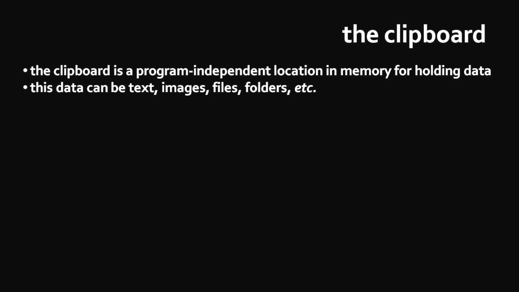Windows has this concept of what it calls the clipboard. The idea of the clipboard is that it is a program-independent place where we can put data, and then we can take the data on the clipboard and copy the data back to other programs. Most commonly, this data is just text, but it can be image data, or it can be, as we'll see in the next unit, either files or folders, among other things.